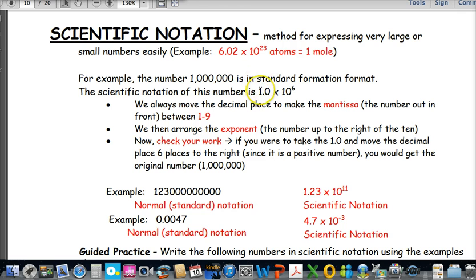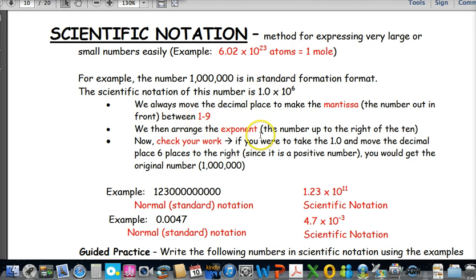So how do you get this first number, the 1.0? Notice that in this number, we left out almost all the zeros. There's a reason for that we'll talk about when we get to significant figures. So you're always going to move the decimal so that the beginning number, the mantissa, is between 1 and 9. So if you look at this, this is obviously between 1 and 9.